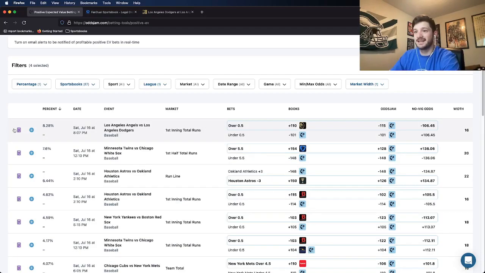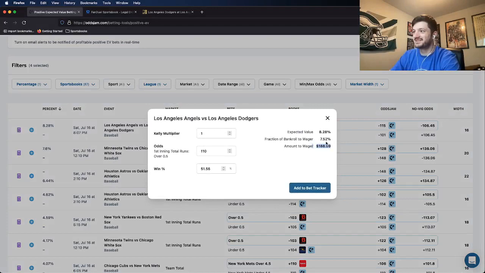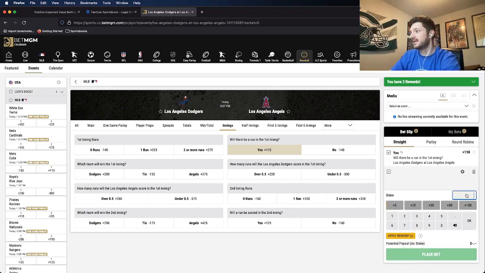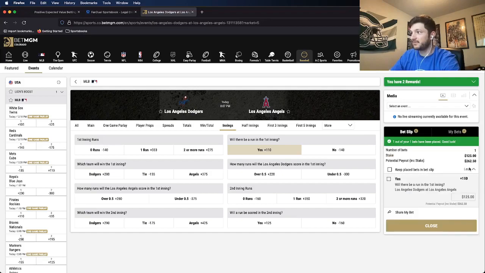So I'm actually going to lock it in. My calculator tells me that I should put 7.5% of my bankroll on it. Generally, you should never bet above 5% of your bankroll on one given bet. So that's exactly what I'll put on this one. I'll follow the calculator and I will put 5% of my bankroll on this one, which is $125. Locked it in, and we are good to go.